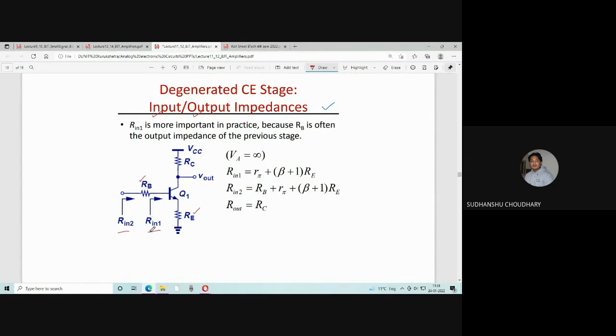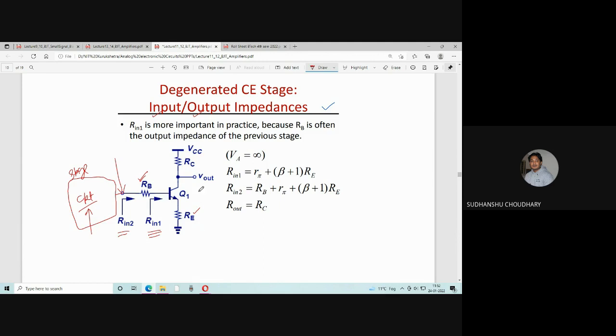Okay? Because this R in 1 is more important to me, because this RB could actually be the output impedance of some other stage which is connected here. So let us say this is some circuit, okay? And this RB could be actually the output impedance of this circuit, or output impedance of this stage. So this RB is not more important to me. R in 1 is more important to me. So that is why I want to calculate this R in 1 separately, that is looking directly into the base.